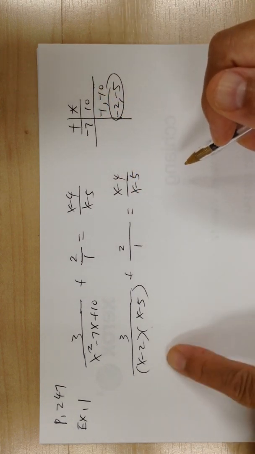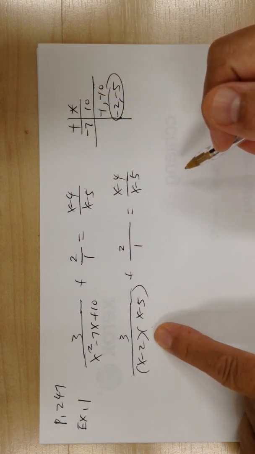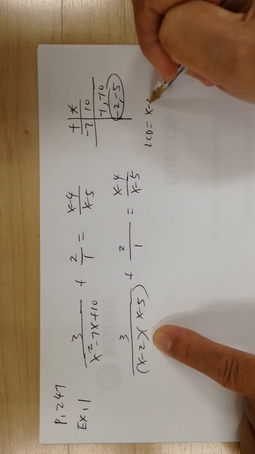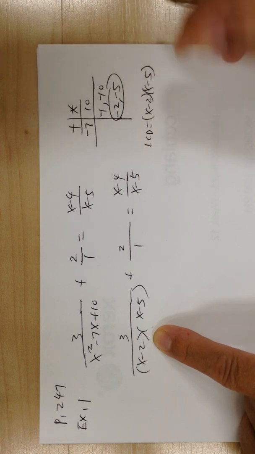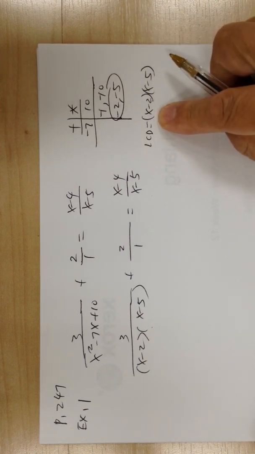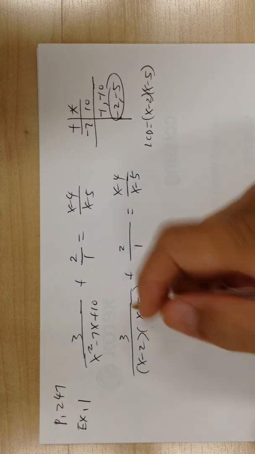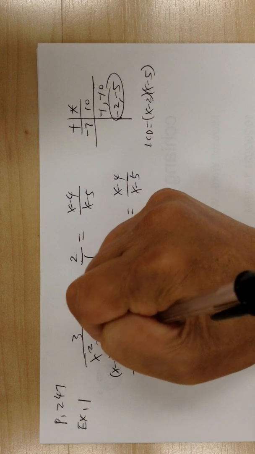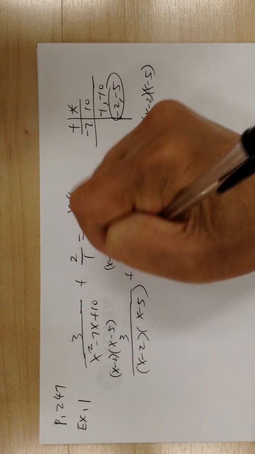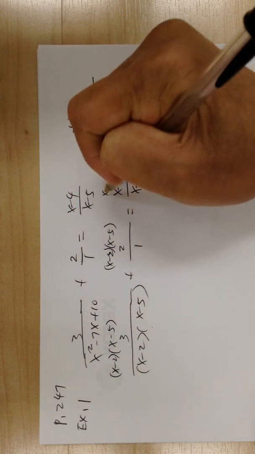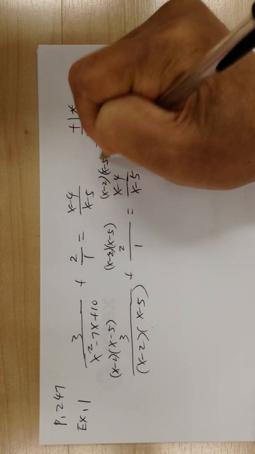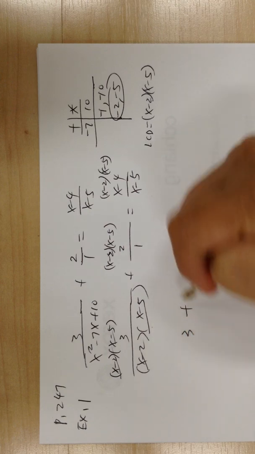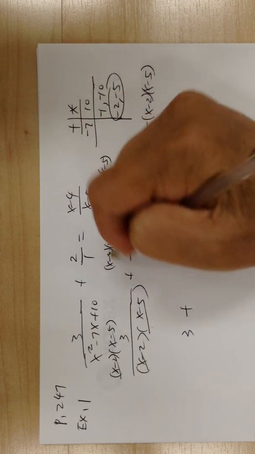So again, all we do is factor this. Once we factor this, we can see that the LCD is going to be x minus 2, x minus 5. That's what we're going to multiply by to get rid of the fractions. So multiply by the LCD. This will cancel, cancel, cancel, and you're going to end up with a 3. Now this one over here, you have to multiply all this together.